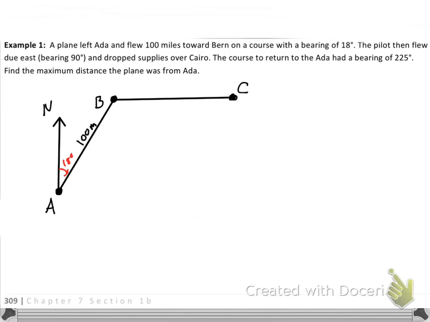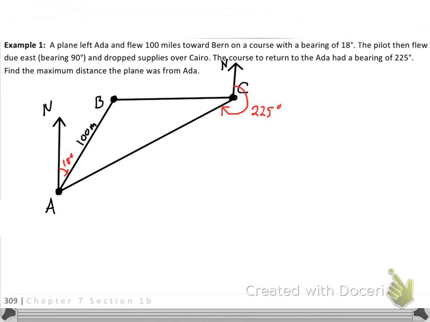All right, and then he returns to Ada on a bearing of 225 degrees. So he's going to return to his starting point at a bearing of 225 degrees. That means if I was looking at a compass that pointed me north here, he would have traveled a 225-degree bearing. It says find the maximum distance the plane was from Ada. So at what point, is it B or C, is he the furthest away from A? It's going to be C. So all I'm looking for is this distance here.